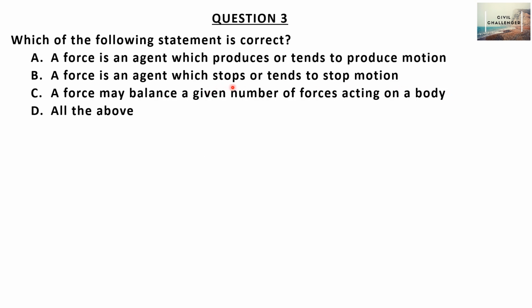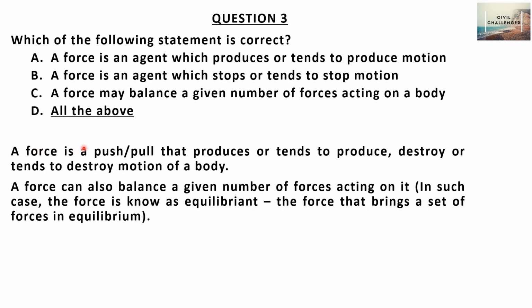The next question is, which of the following statements is correct? Option A, a force is an agent which produces or tends to produce motion. Option B, a force is an agent which stops or tends to stop motion. Option C, a force may balance a given number of forces acting on a body. Option D, all of the above.